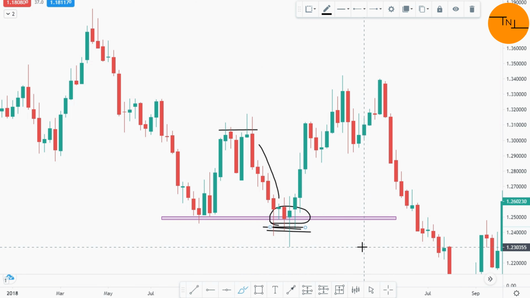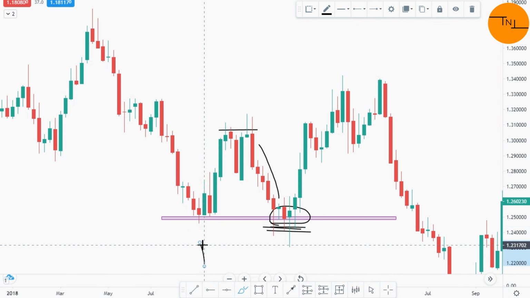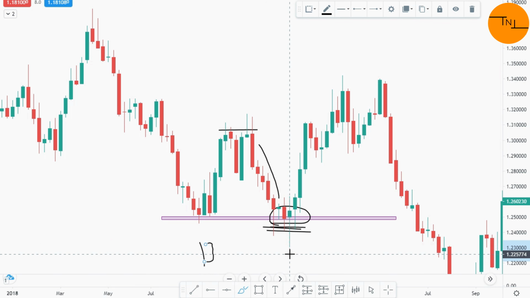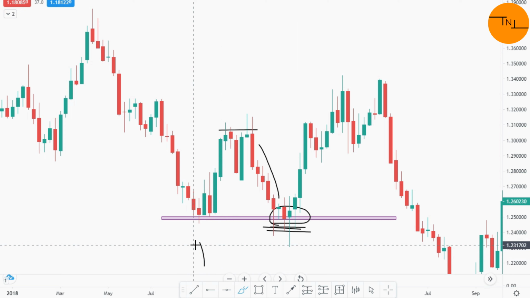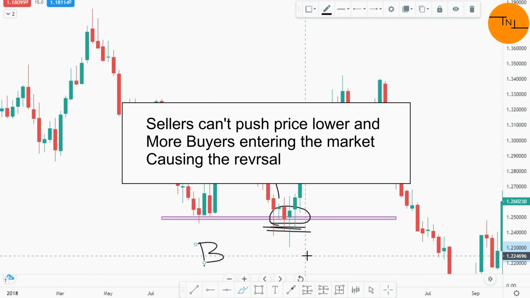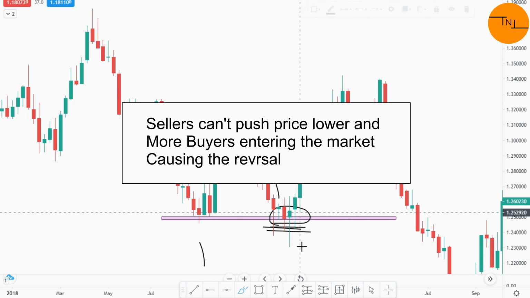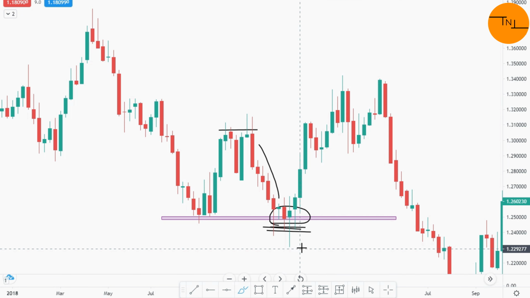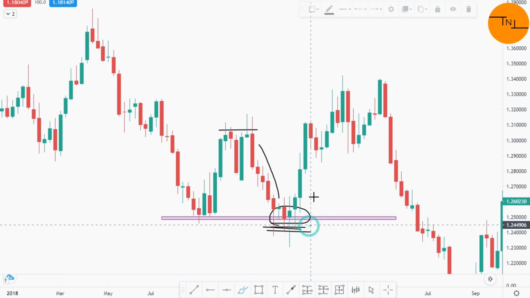And think from a buyer's perspective. You notice this level is holding up and the sellers can't push price higher. In your mind, you are thinking sellers might take profit at this level and other buyers are possibly stepping in. This double action causes a market reversal.